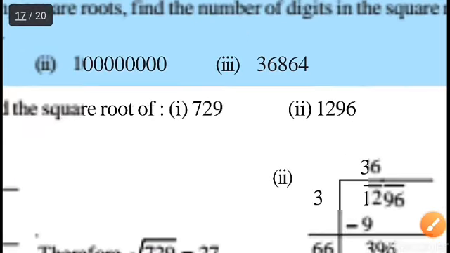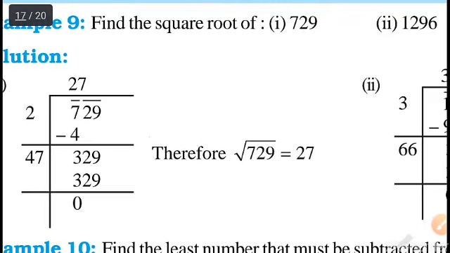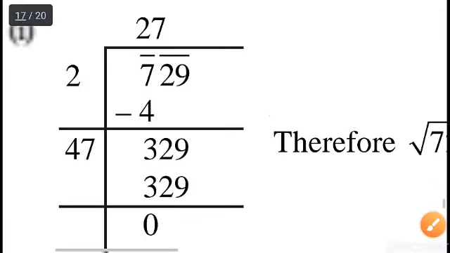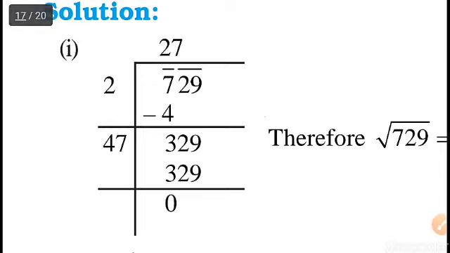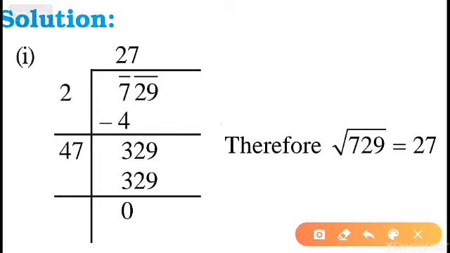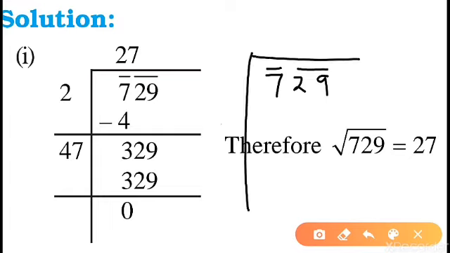Now let us try to find the square root of 729 using the long division method. I will explain it in simple words. All you have to do is focus here. First we write 729, then we write it here, and we pair it from the back and put a sign like this.